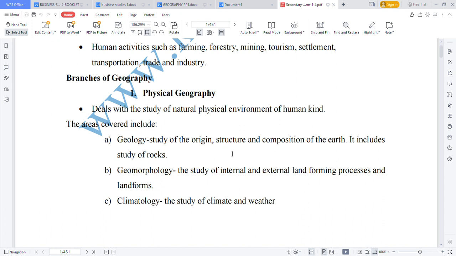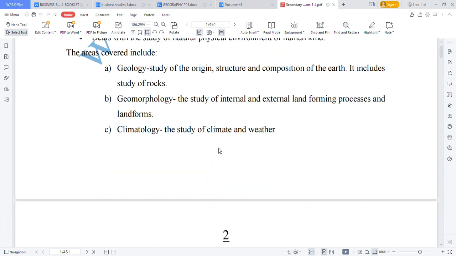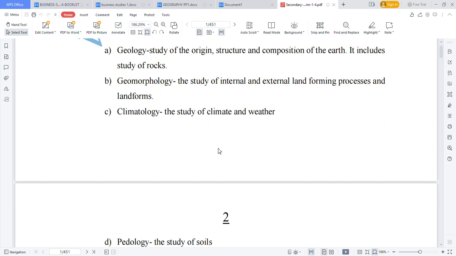So the areas covered under physical geography, we have geology. So what is geology? It is the study of the origin, structure, and composition of the earth. It includes the study of rocks. Then you have geomorphology. What is geomorphology? This is the study of internal and external landforming processes and landforms. So that is geomorphology.